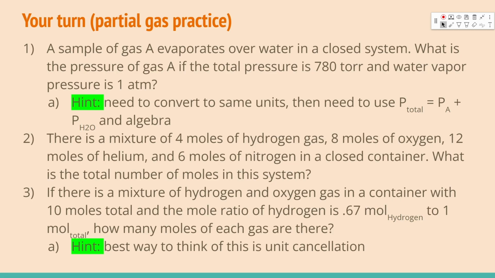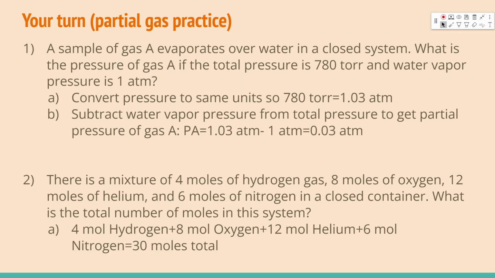All right, ready? Here we go. Okay, so for the first one, I have the sample A gas, and it evaporates over water. It's a closed system, meaning nothing can escape, no gases can escape. And so if I know the total pressure and I know the water vapor, aka the gaseous water, has a pressure of 1, then I can go ahead and subtract the water from the total in order to get the pressure of gas A.